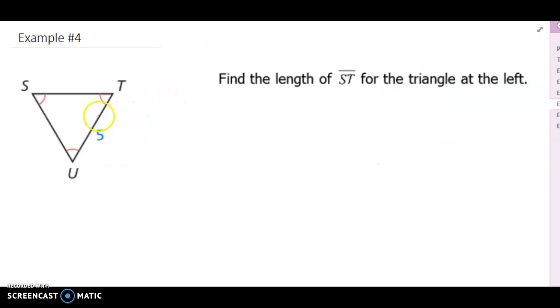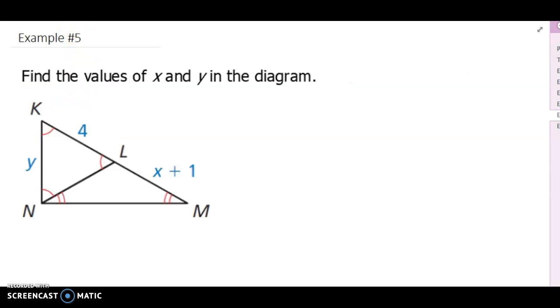All right, so let's look at example 4 now. Here I'm given that all 3 angles are congruent. Well, if all 3 angles are congruent, that means all 3 sides are congruent. So if this side is 5, that means this side has to be 5, and this side has to be 5 as well. Now I want you to try to do example 5 on your own. Just take it piece by piece. Try to figure it out, and then we'll go over it.